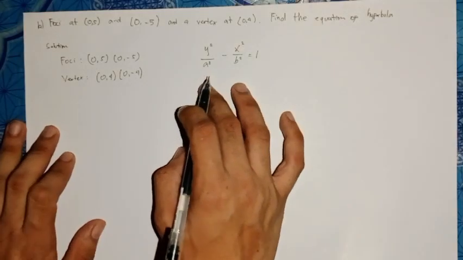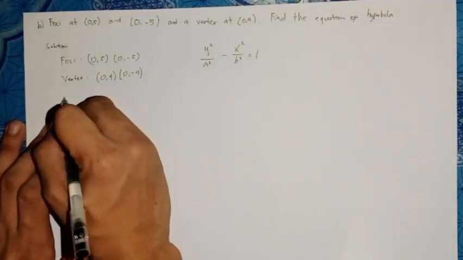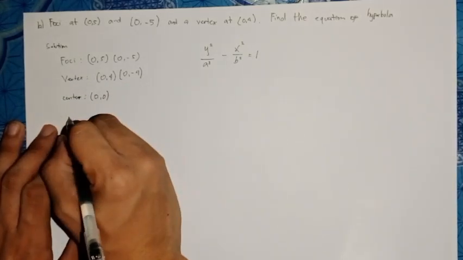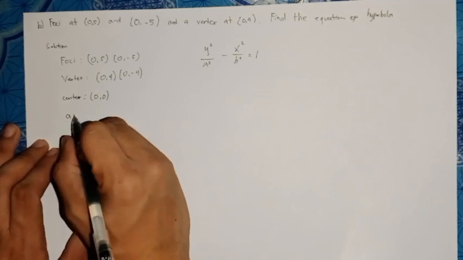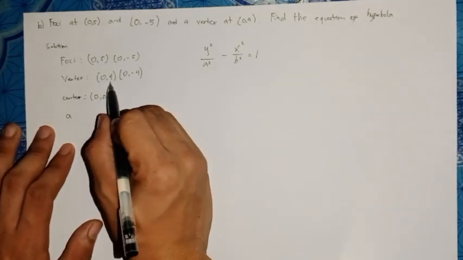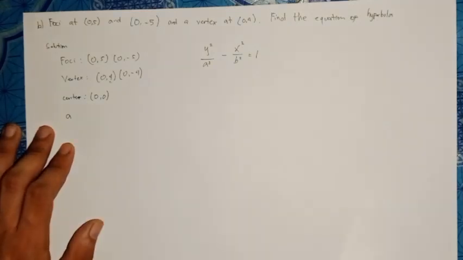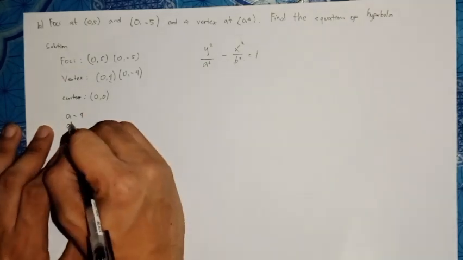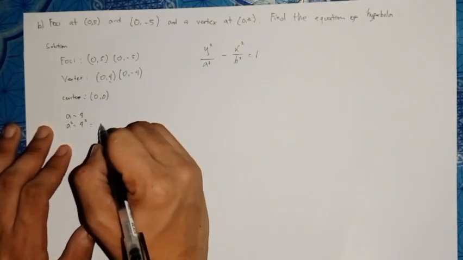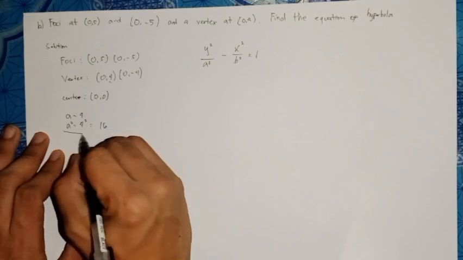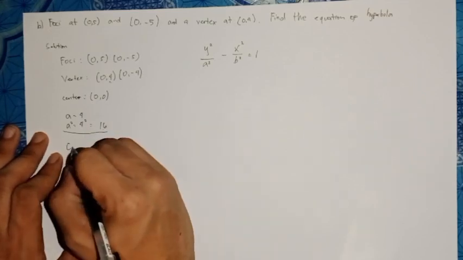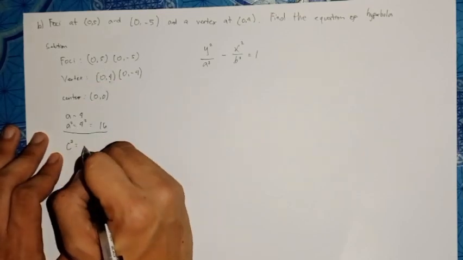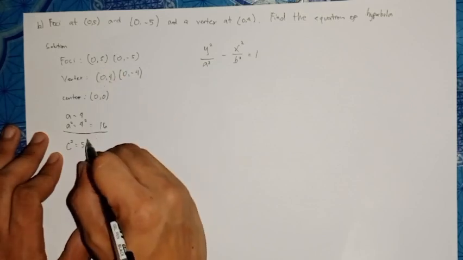Now to find a squared and b squared, since our center here is at the origin, (0, 0), to find a, remember that a is the distance from the center to the vertex. So we have a is equal to 4. So a squared is equal to 4 squared, or 16. And remember that the foci is denoted as c, so c is 5. Therefore, c squared is equal to 25.